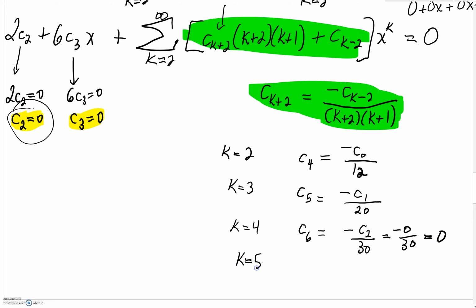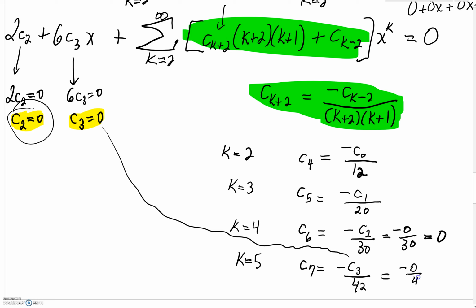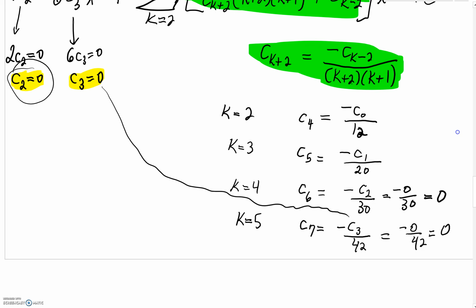Take a look at what happens at k equals 5. You'd get c sub 7, but 5 minus 2 is a 3. We'd get negative c sub 3, and 5 plus 2 is 7, and 5 plus 1 is 6, and 7 times 6 is 42. But here we go again. Look at this. c sub 3, that's a 0. Now you might wonder, well, are we going to have the rest of these always equaling 0? You might guess no. Let's just do maybe a couple more to see the pattern.